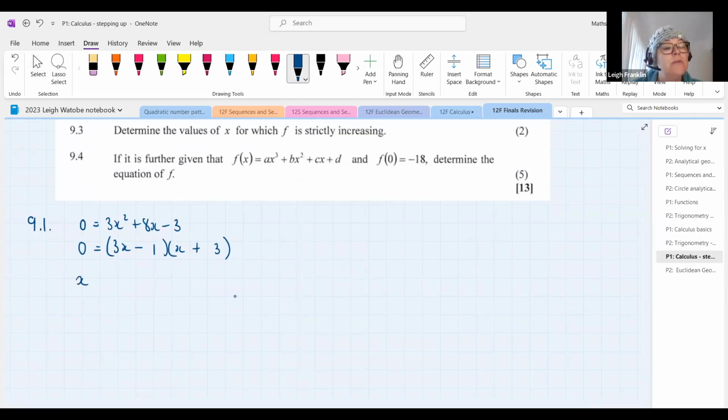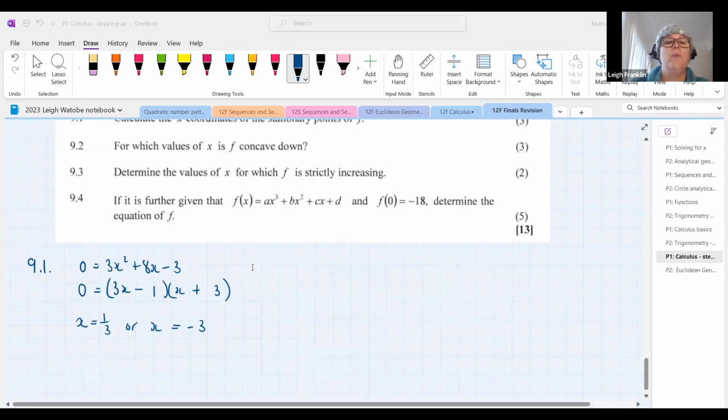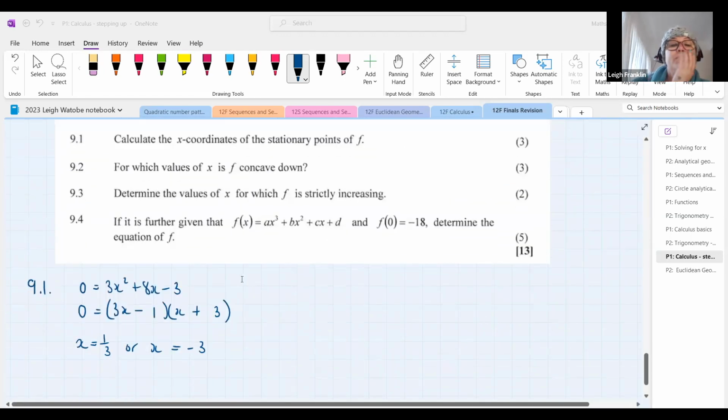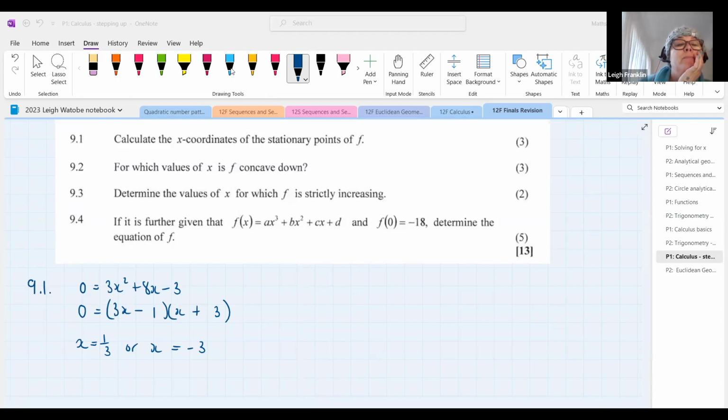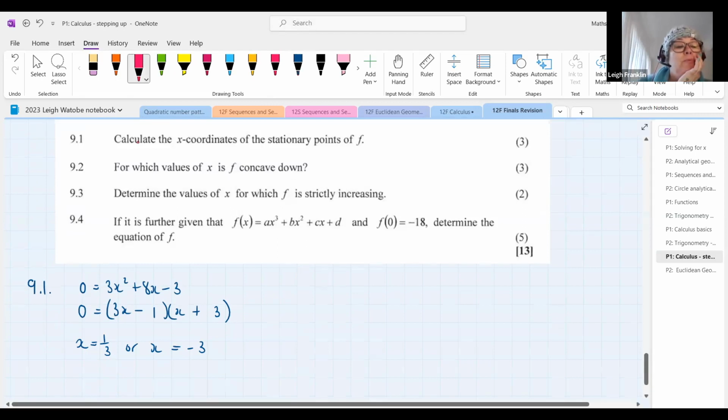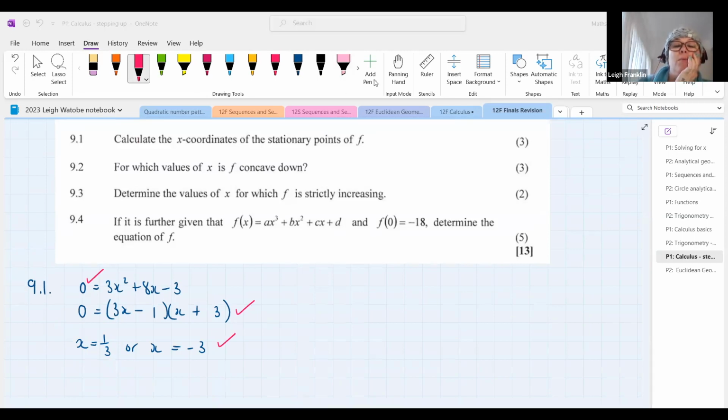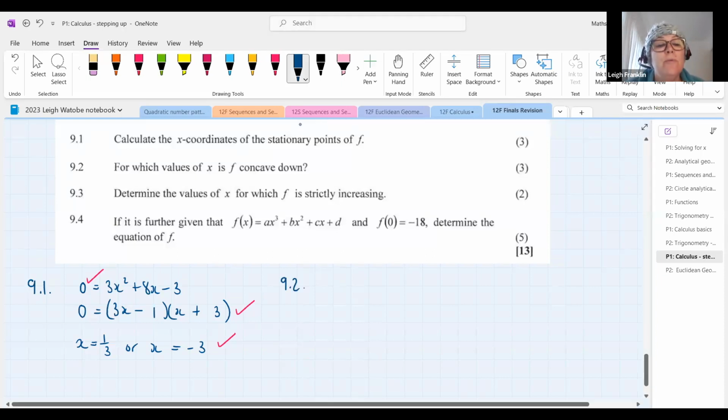So either x was equal to 1 over 3 or x was equal to -3, and that's what the majority of you said. It's all right, Joshua, no stress. Do you know where you went wrong? Okay, cool. As long as you know where you made your mistake, we're all good. Lovely. Let's try 9.2.